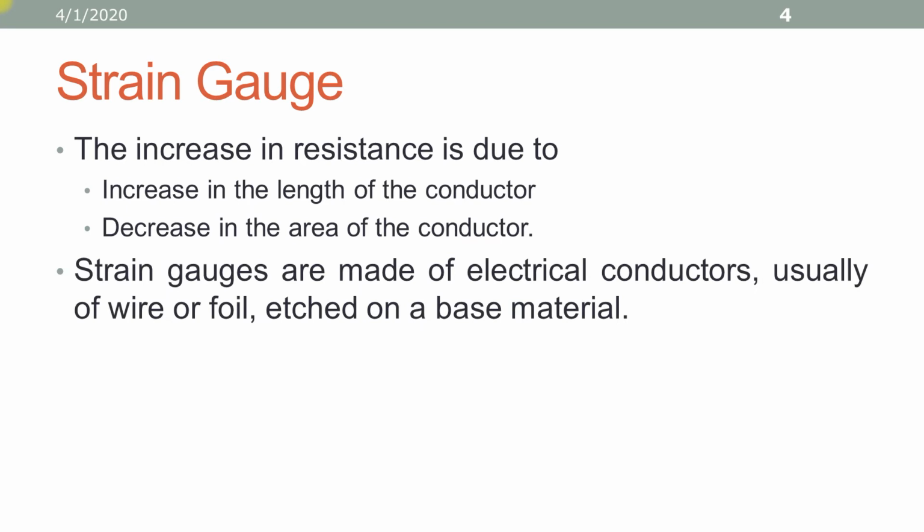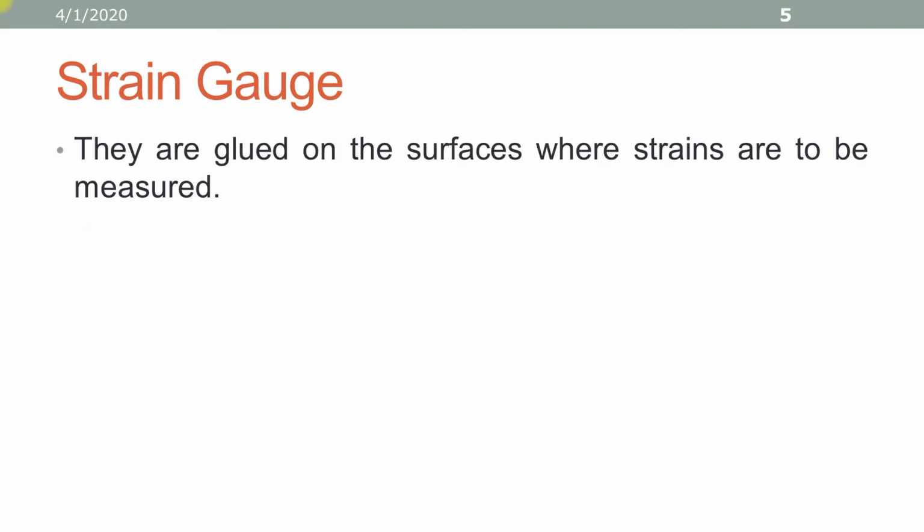Strain gauges are made of electrical conductors, usually wire or foil, etched on a base material. We use this wire or foil etched on a base material as a strain gauge. It has two ends, so we can measure resistance from these two ends, and this sensor is glued on the surface where the strains are to be measured. So it is attached to the surface. It's a contact type sensor.